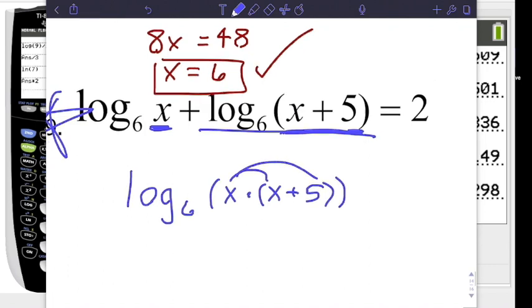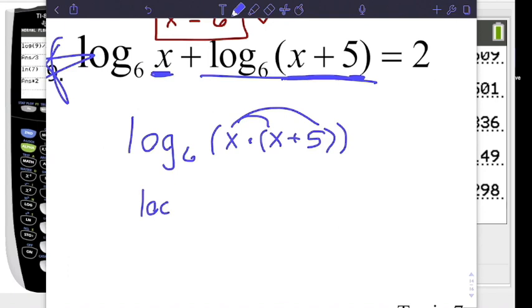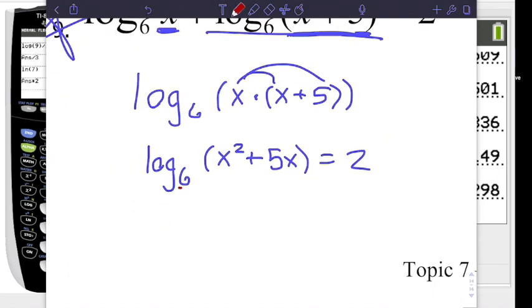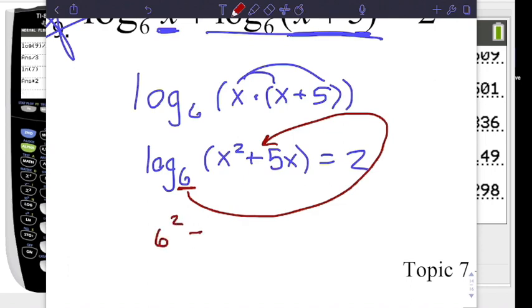Alright, and x times all this here, we're going to distribute that. So we're going to write this as log, and this is x squared plus 5x, and all of that equals 2. Once again, we still don't have logs on both sides and just logs. So our approach for this one is we're going to switch it back to exponential form. So I'm going to take this 6. We got 6 raised to 2 equals all of that stuff. 6 raised to 2 equals x squared plus 5x.